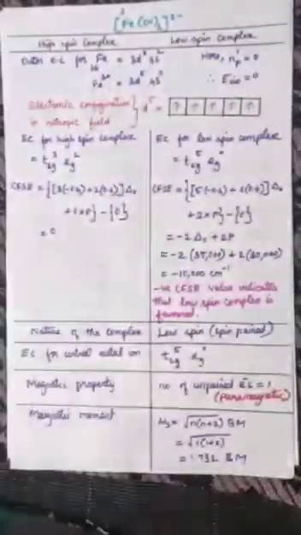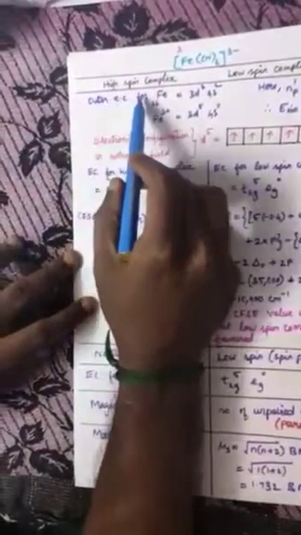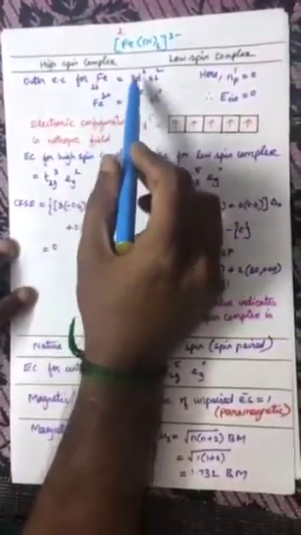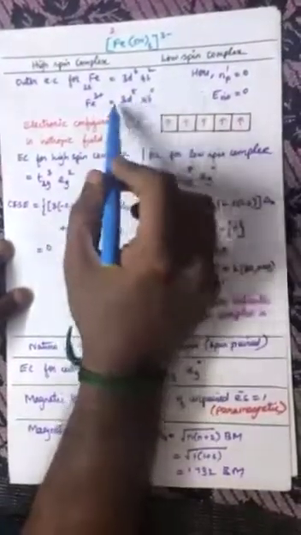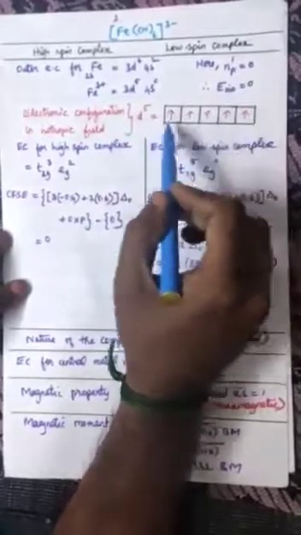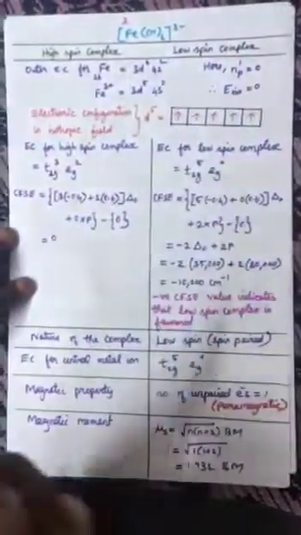The second example is FeCN6 3-. Here also the outer electronic configuration for the ion is 3d6 4s2. If it is for Fe3+, it will become 3d5 4s0. 3d5 means 5 electrons will be there in the isotropic field. No paired electrons are there, so np dash is equal to 0. Energy of the isotropic field is also 0.